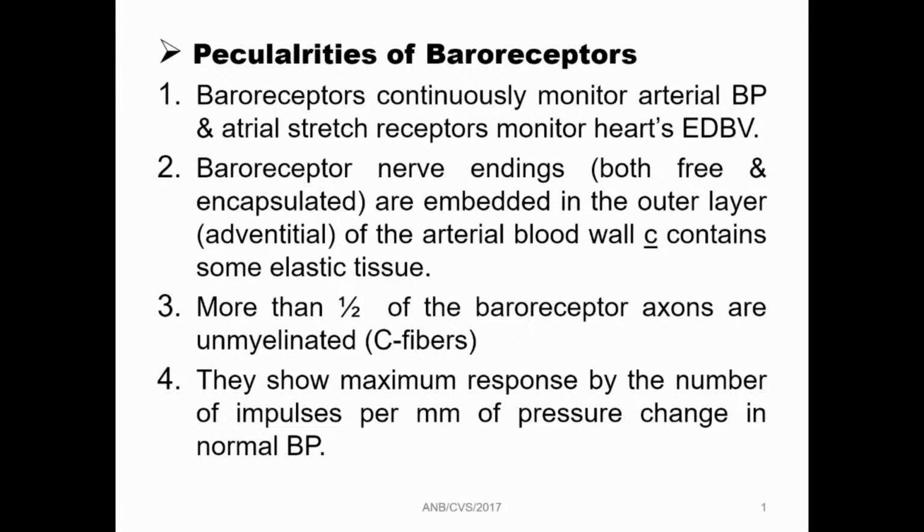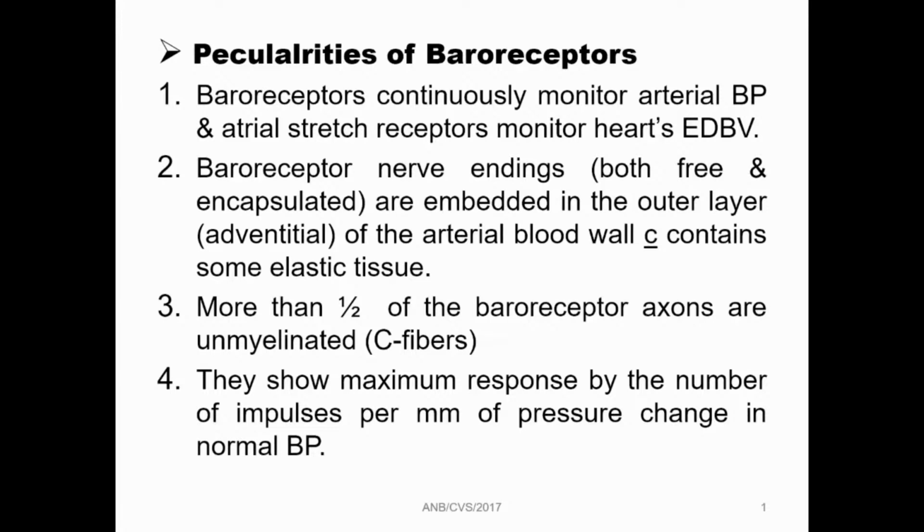It says that baroreceptors continuously monitor arterial blood pressure, and atrial stretch receptors monitor the end diastolic blood volume. The second peculiarity is baroreceptor nerve endings, both free and encapsulated. They are present in the form of free nerve endings, or they are encapsulated, embedded in the outer layer, the tunica adventitia, the adventitial layer of the arterial wall, which contains some elastic tissue.